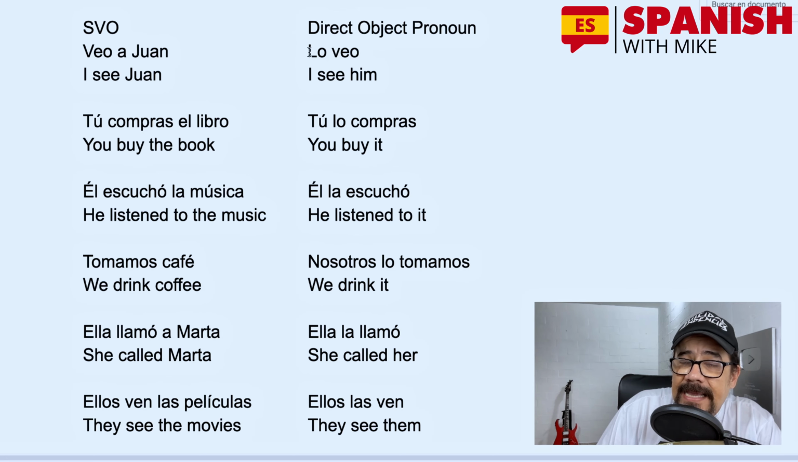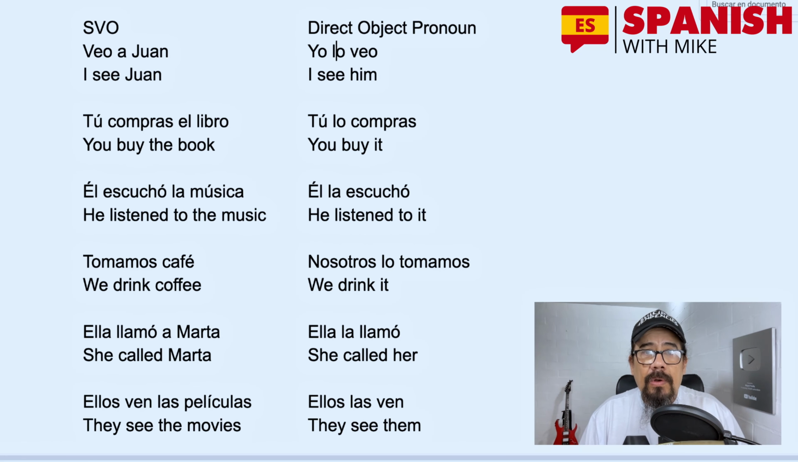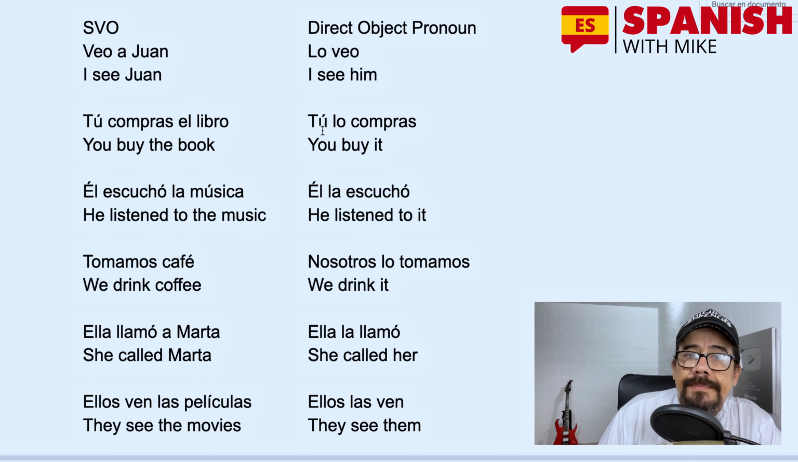And same thing, I can drop the pronoun. I can say yo lo veo. I can say that, but I can drop the pronoun. So lo veo. And as you can see, we use lo for him. Lo veo, for him. Right?